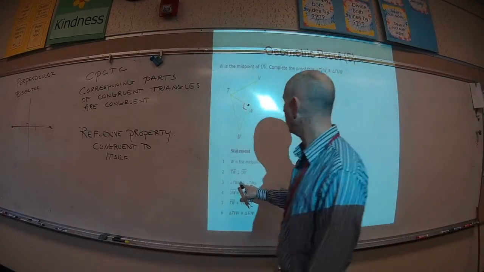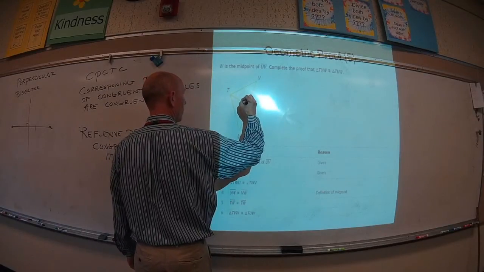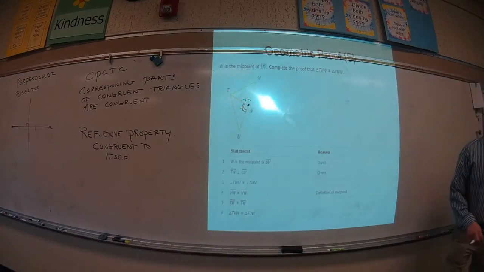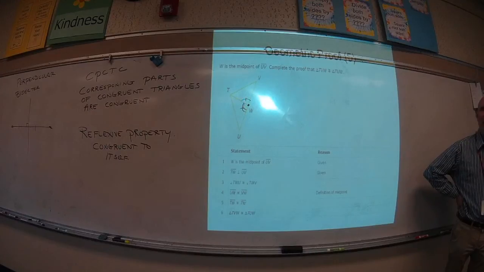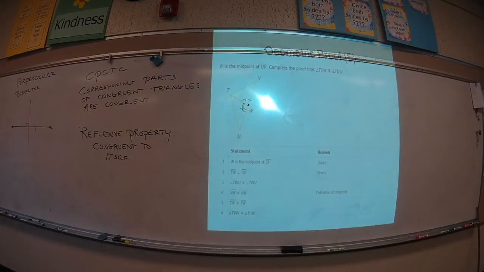Angle TWU, this guy is congruent to that guy. How do I know that one? Start looking at your paper. You're really close to it, but it's not that. Look through it, because there's something that just says perpendicular. These are your options right here.